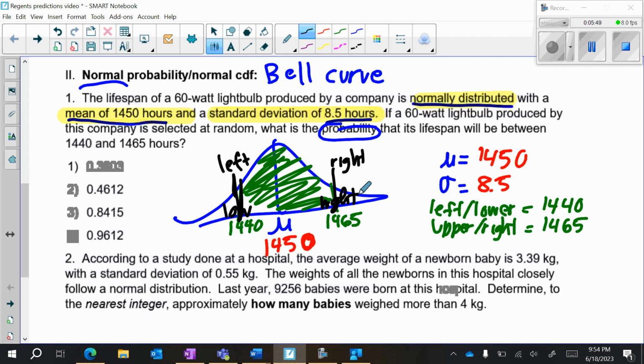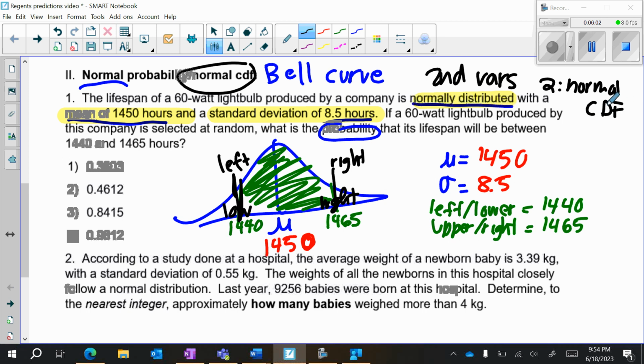Once you write all that down, then you're going to press normal CDF. To get there, you're going to press second vars, and you're going to go to number 2, which is normal CDF. Make sure you don't go to number 1, which is normal PDF. We only use number 2, normal CDF. And then you're going to type in all this information that we wrote here, and you're going to get your answer.